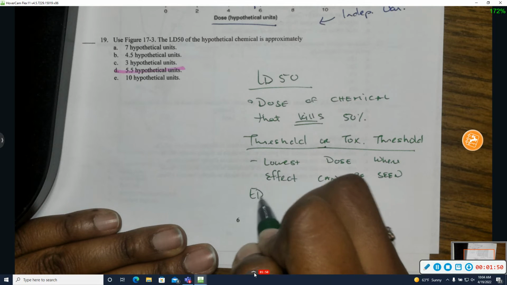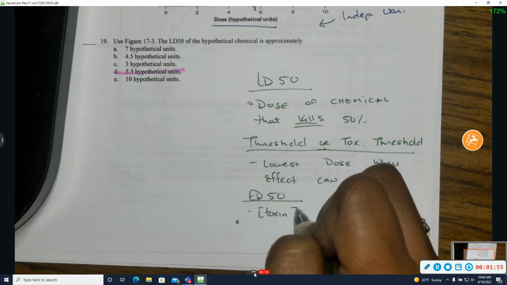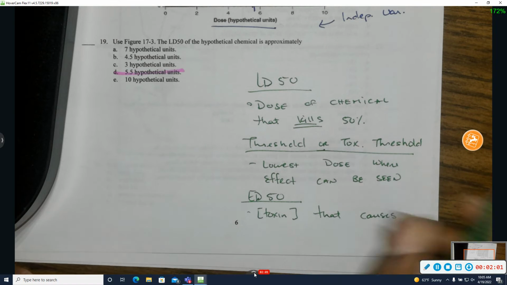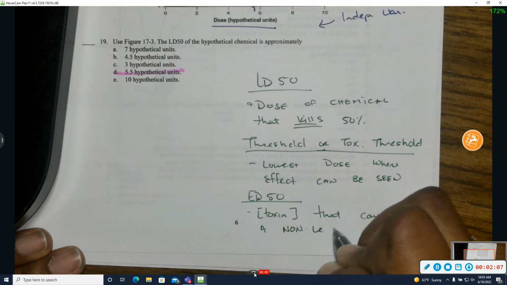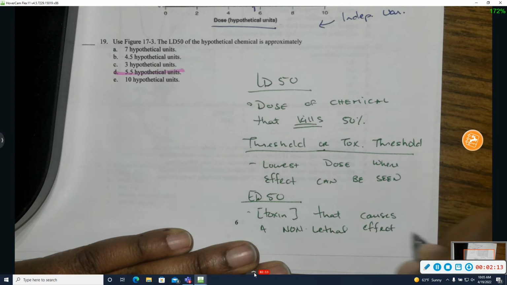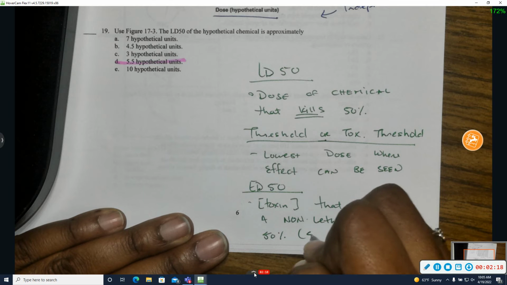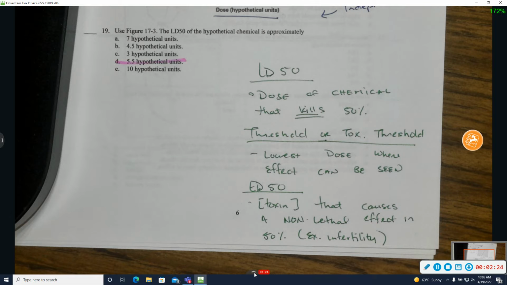And then there's the ED50. ED50 is the amount of toxin that causes a non-lethal effect, so it doesn't kill, in 50% of the individuals. Your examples there could be infertility. So you're not looking to kill, but trying to determine what is the amount at which 50% of them become infertile, or 50% of them get cancer, what have you.